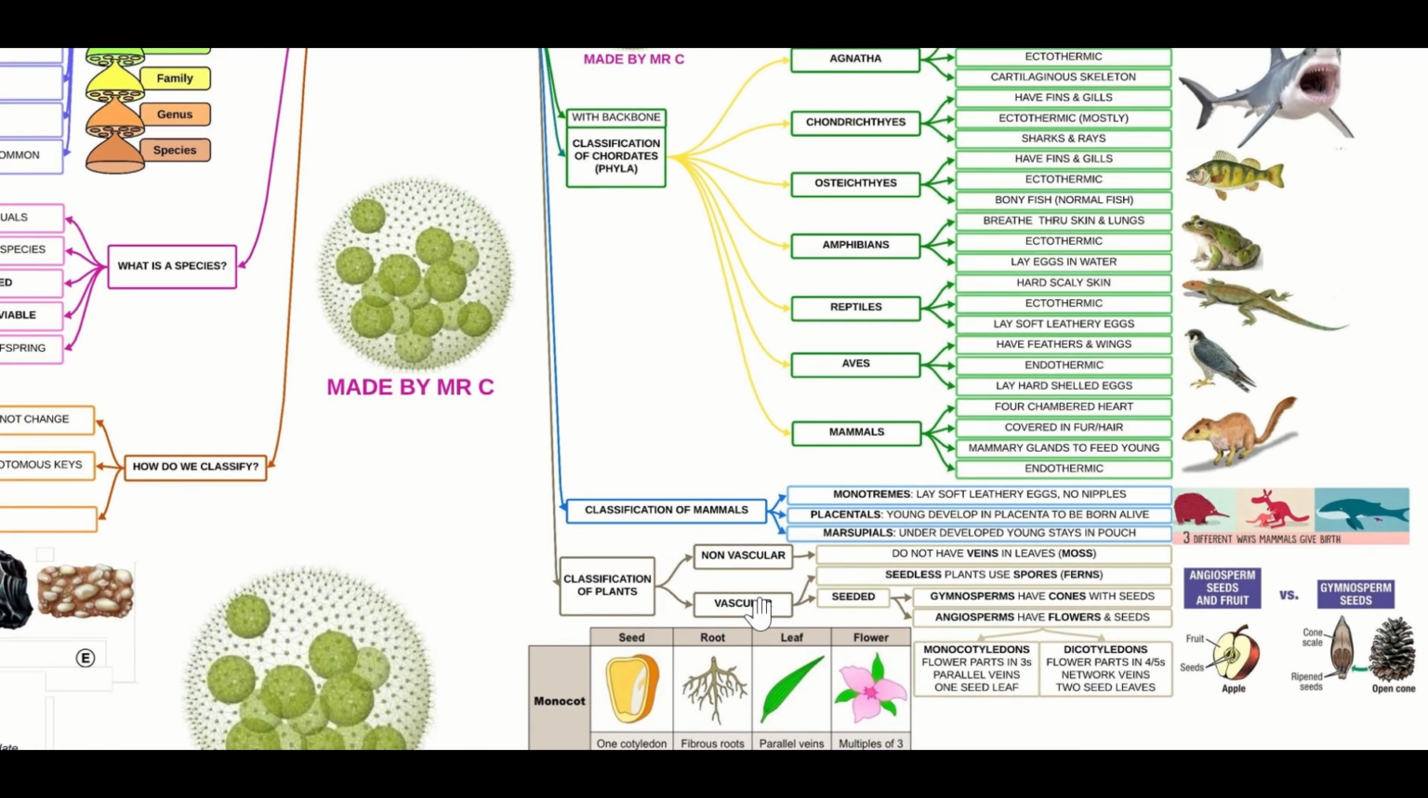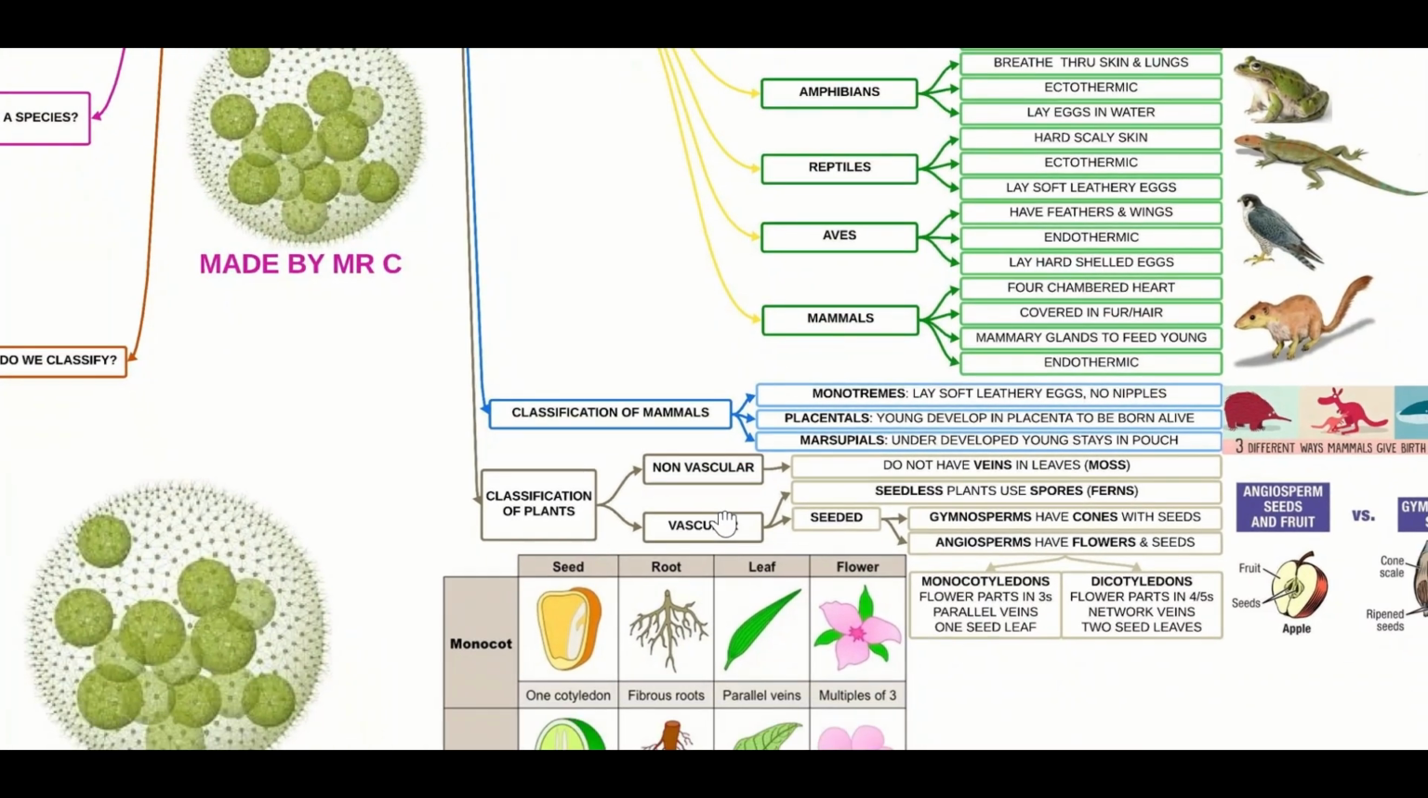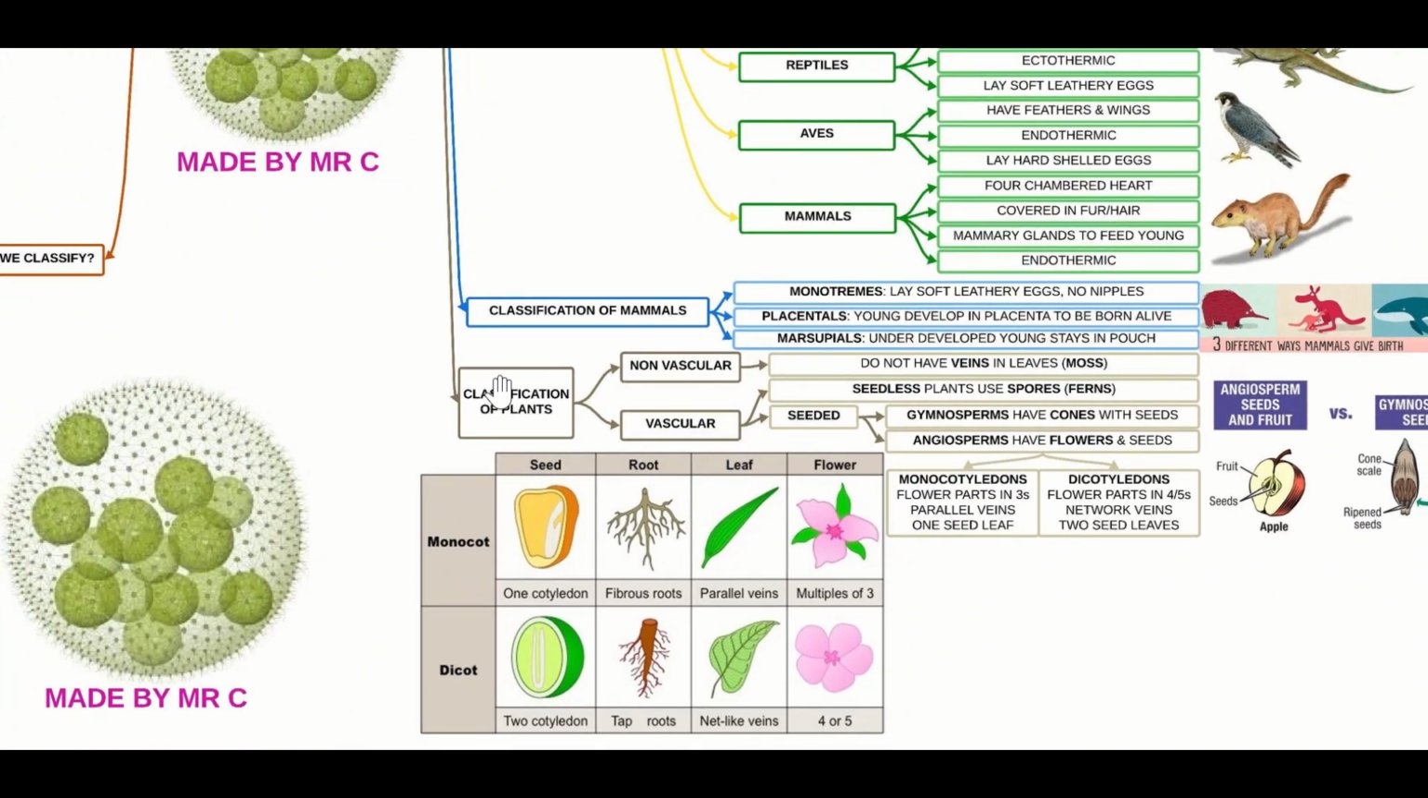Then we get down to the classification of plants. All right, there are lots of divisions. So the first major division is between vascular and non-vascular. Non-vascular plants do not have veins in their leaves. In fact, they've got no true roots, stems, or leaves, and this is a moss. They can only live in moist environments.